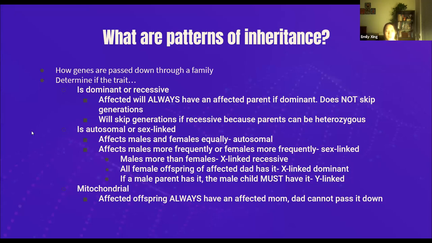There's also mitochondrial DNA. Most DNA is found in the nucleus in the form of chromosomes, but you also have DNA found in the mitochondria, which is the powerhouse of the cell. You get all of your mitochondrial DNA from your mom. So affected offspring will always have an affected mom, because the dad can't pass down mitochondrial DNA because it always gets destroyed. I'm not going to go into it, but if someone wants me to explain, I can.